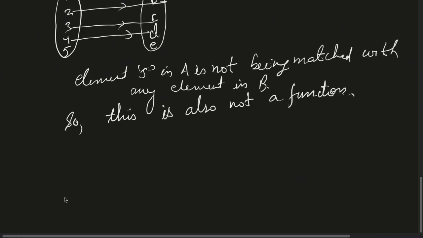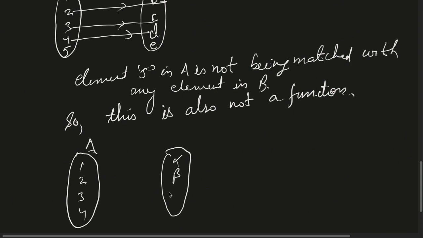One final criteria we will see. Again, let us assume 1, 2, 3, 4 to be the elements of set A, and again alpha, beta, gamma, delta to be the elements of set B. Now start mapping. 1 with alpha. Let us again map 2 with alpha also. So 1 and 2 are both being mapped with alpha, but element 1 is being mapped with exactly one element in B, and element 2 is also being mapped with exactly one element in B. So this is satisfying the condition for a function.